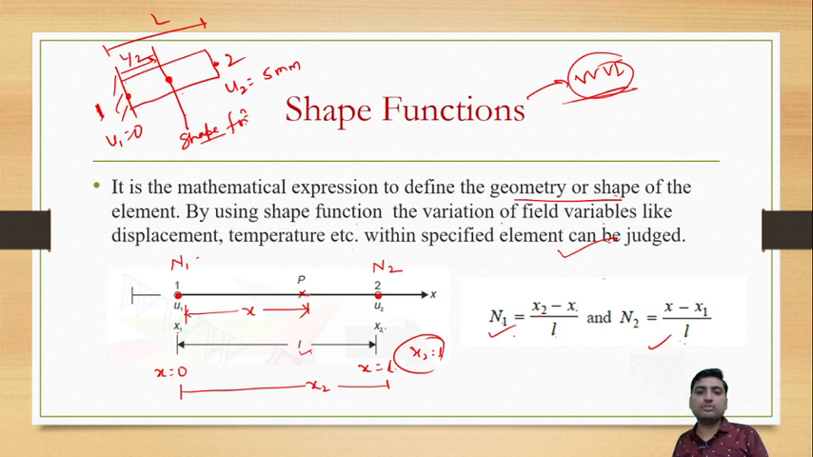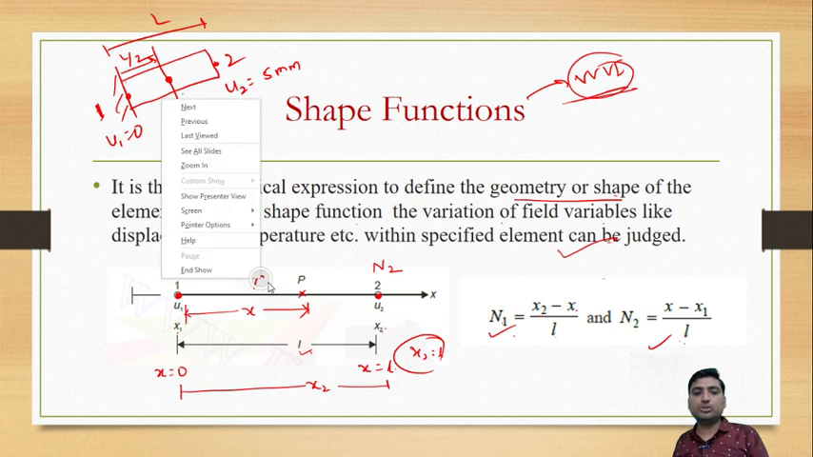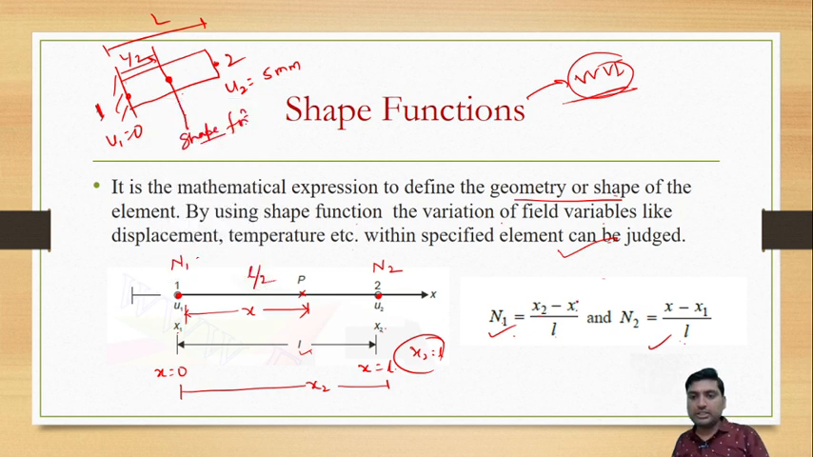Now if you want to find the value at this point, let's take this as L by 2. What we will do is replace this x by L by 2, and you can easily find the values of N1 and N2, and by using those you can find the displacement, whatever you want to find. So these are called shape functions.